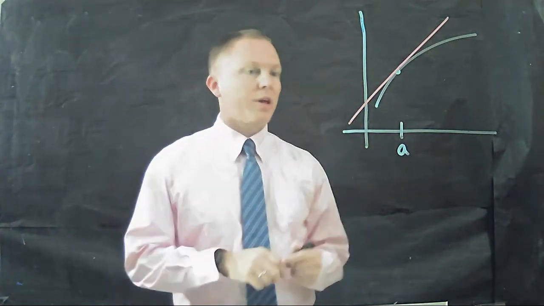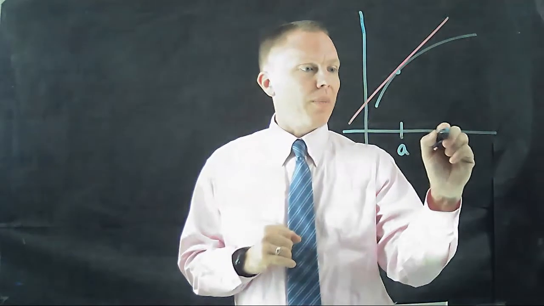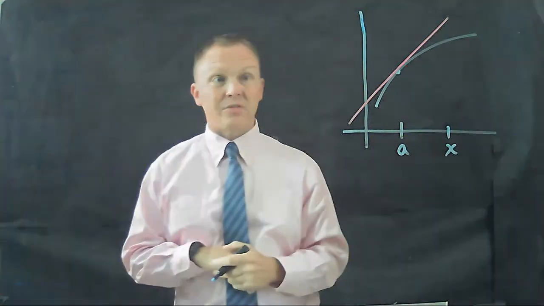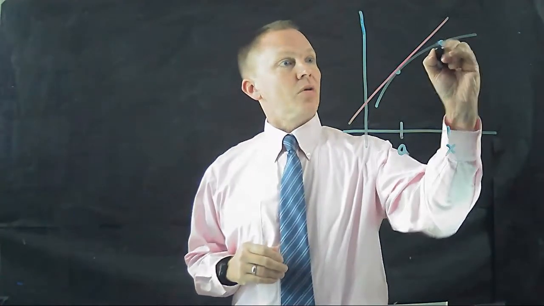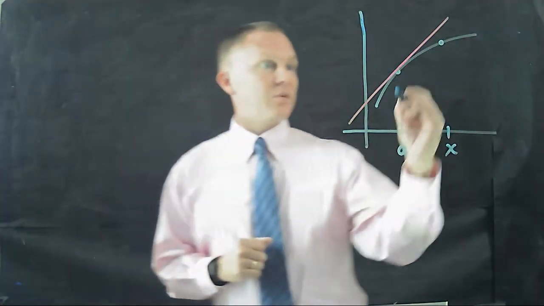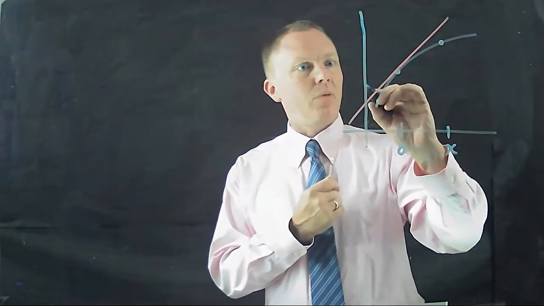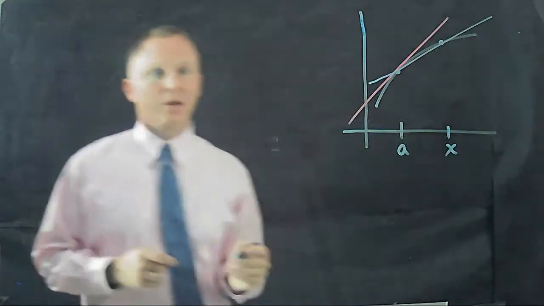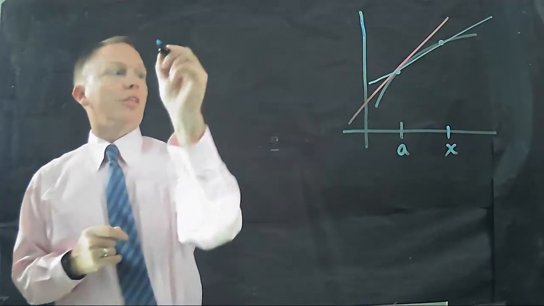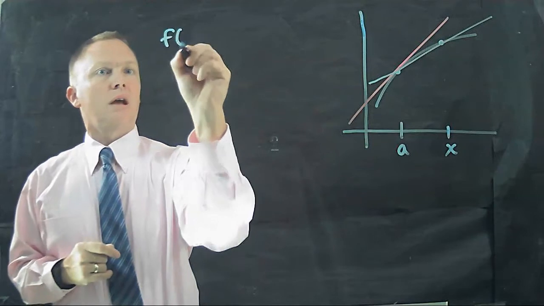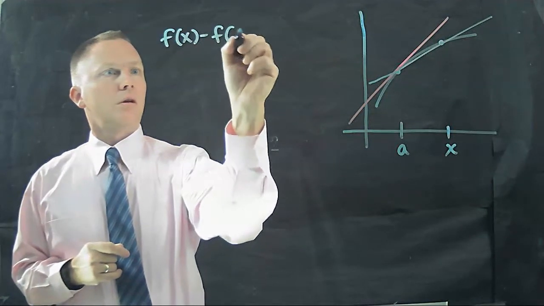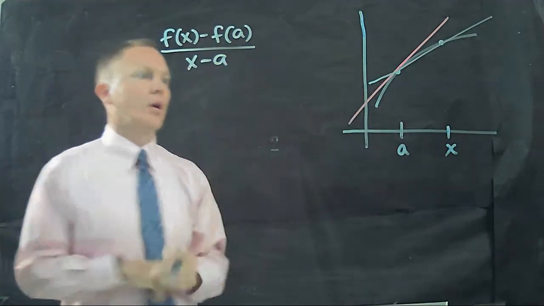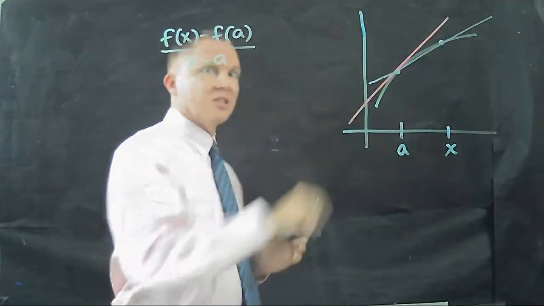What are we going to do? Just like we did a second ago, I'm going to pick another point down here, just some arbitrary x value. I'm going to put that point up there, and ask what would be the slope of that secant, the average rate of change between those 2 points? I know that. That's f of x minus f of a over x minus a. That's the slope of that secant line there.